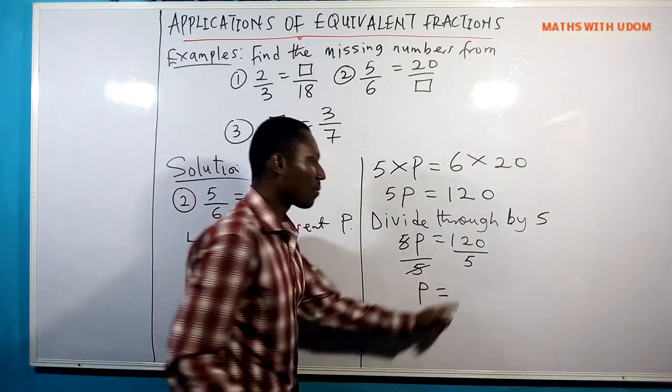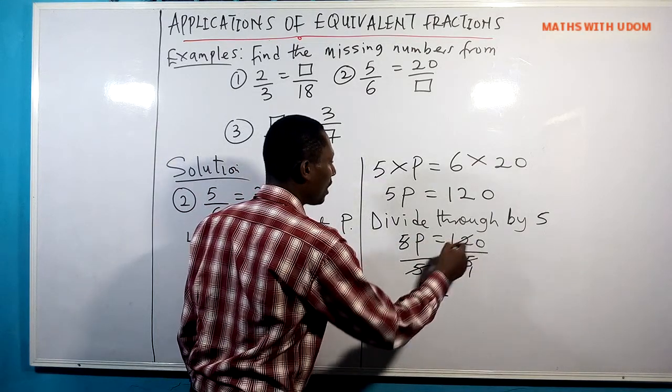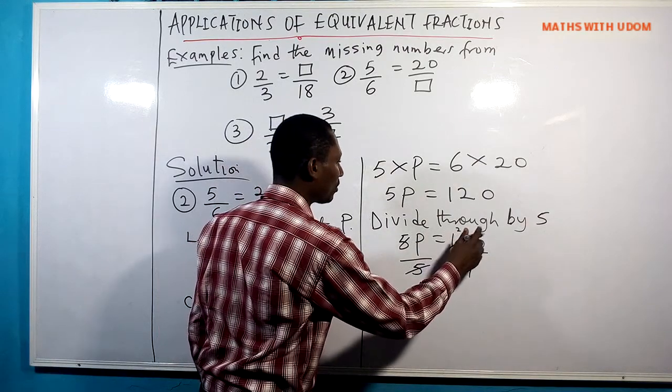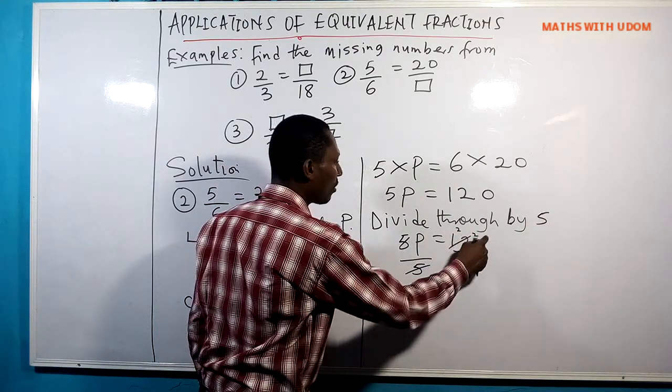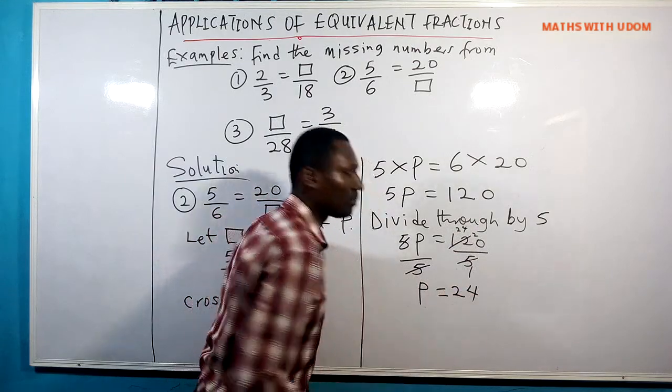P equals to, how many 5 can go in 12? 5 here 1, 5 here 2. Remember 5 times 2 is 10. Remember 2. How many 5 can go in 24? And that gives us 24.